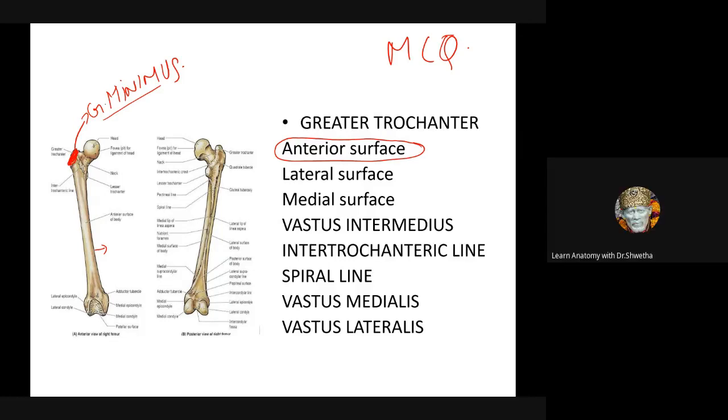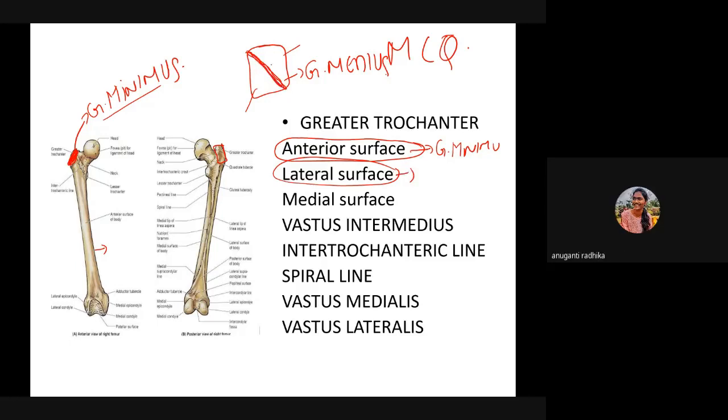Now we will see the lateral surface of the greater trochanter. This is the lateral surface. It is divided by an oblique line, dividing the upper triangular and lower triangular space. To this oblique line, another beautiful muscle called gluteus medius is attached. Which muscle, students? Gluteus medius. To the anterior surface, which muscle was attached? Gluteus minimus. Lateral surface? Gluteus medius. Very good.